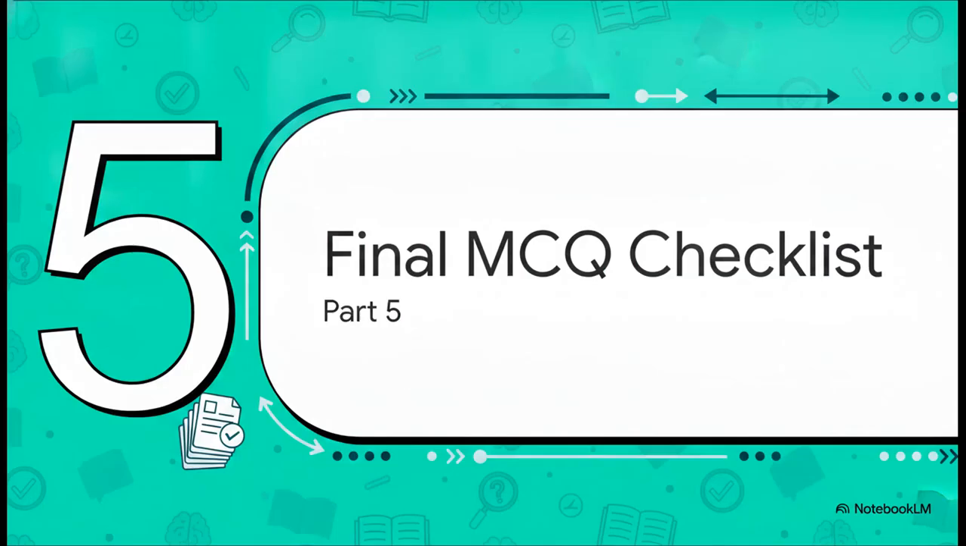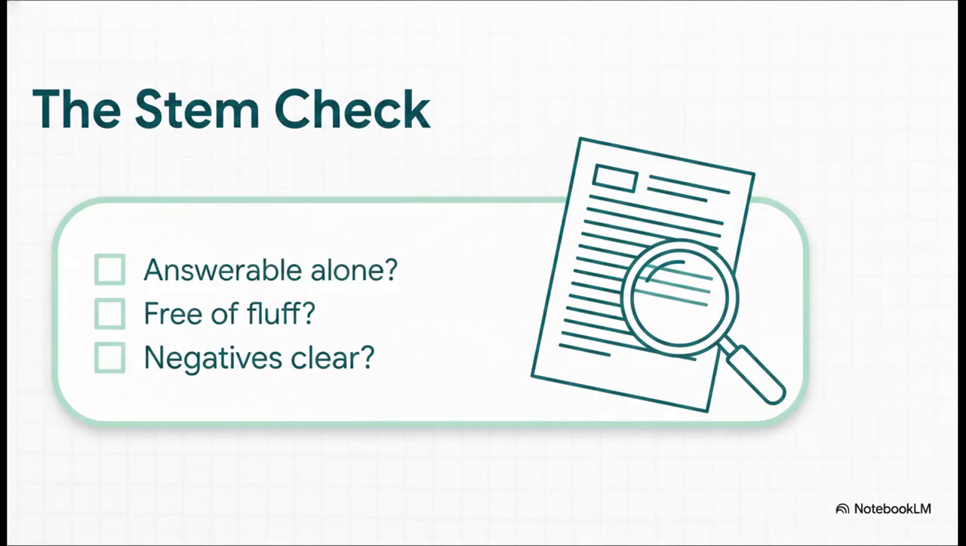Finally, we've arrived at Section 5, the final MCQ checklist. Consider this your ultimate tool for assessment design. Before you finalize any multiple-choice exam, I really want you to run all your future drafts through these specific checks. First up, the STEM check. Can the STEM be answered without even looking at the options? Is it clean and entirely free of irrelevant teaching information? And if you absolutely had to use negative words like not or except, are they used sparingly and clearly emphasized with capitalization?